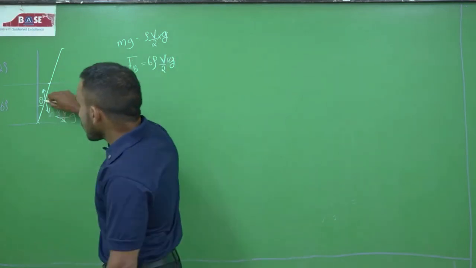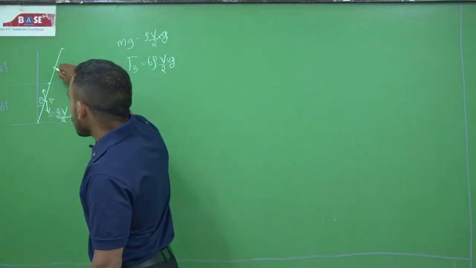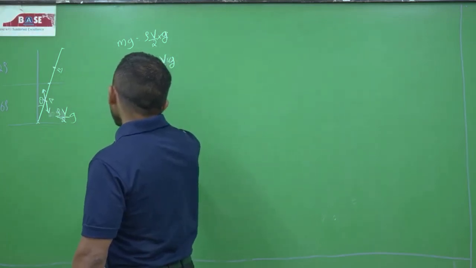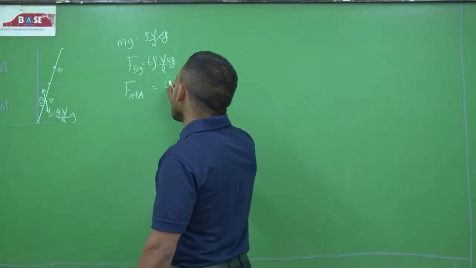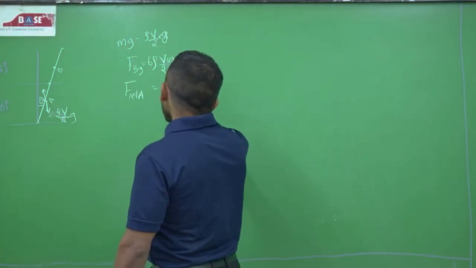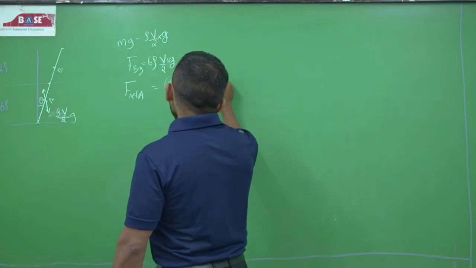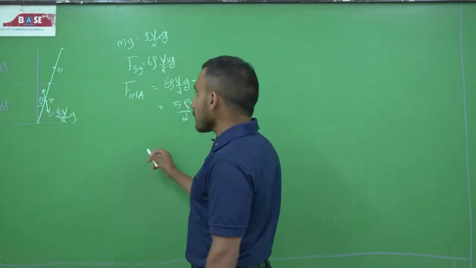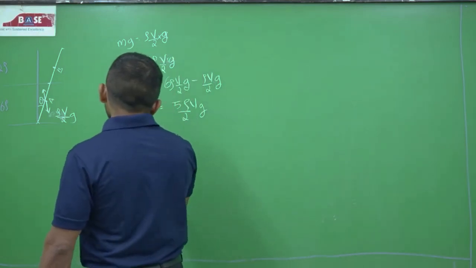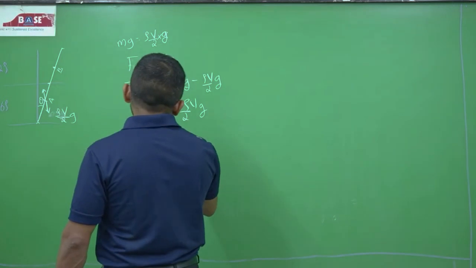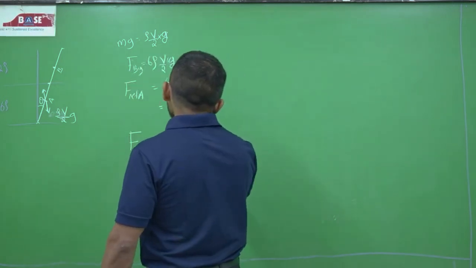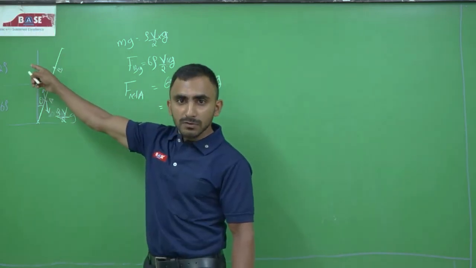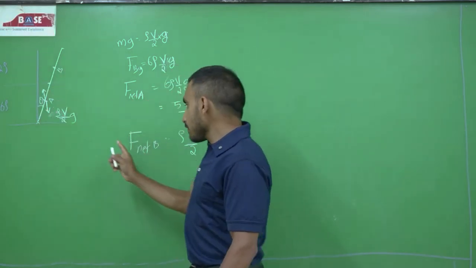I will call this point A, and the center of this portion is B. The net force at A will be 6 rho V by 2 into g minus rho V by 2 into g. That will be 5 times rho V by 2 g. Similarly, by the same method, the net force at B will be rho V g by 2. Why this? Because here the density is 2 times rho. So that will be the net force here.